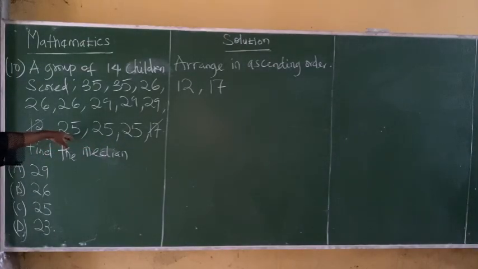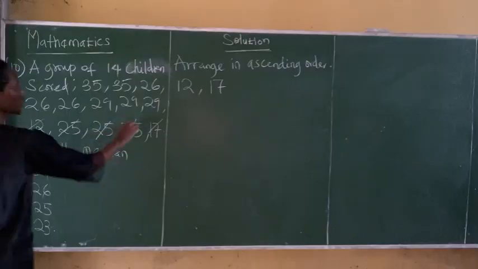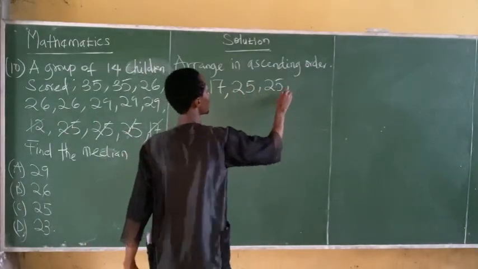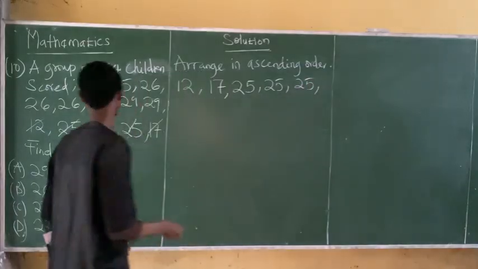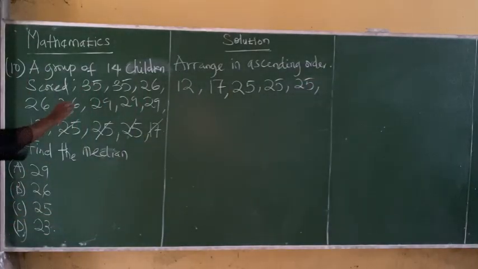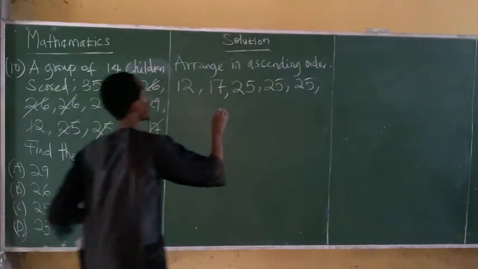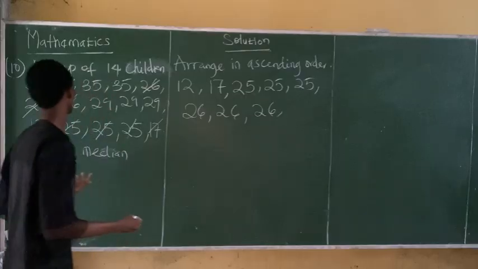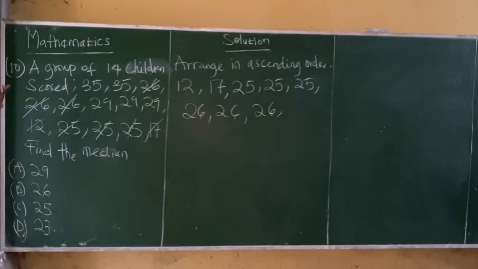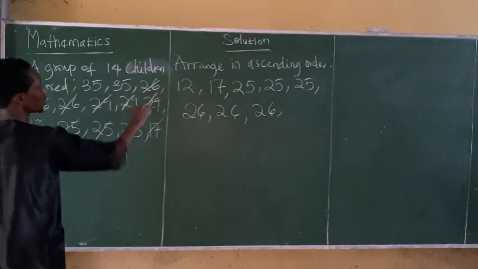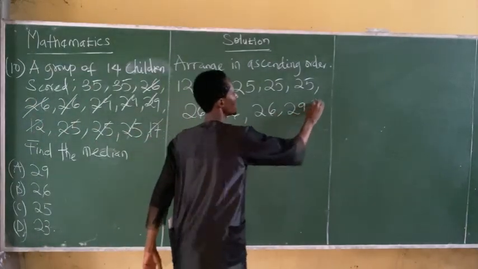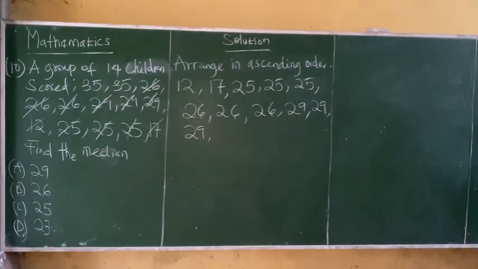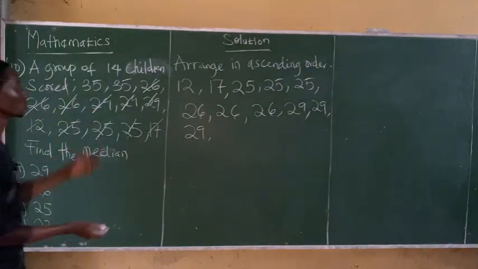12, 17, what else again? So we have 25. How many 25 do we have? 1, 2, 3. So we have 25, 25, and 25. How many 26? 1, 2, 3. So we have 26, 26, 26. What else again? No 27. We have 29, 1, 2, 3. So we have 29, 29, 29. We're left with 35. And how many 35 do you have? Just 2. So we have 35 and 35.